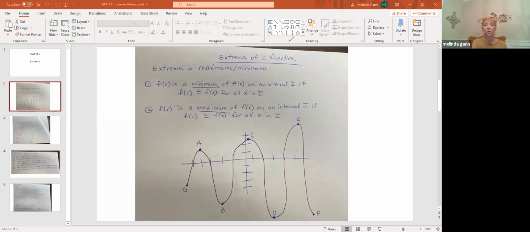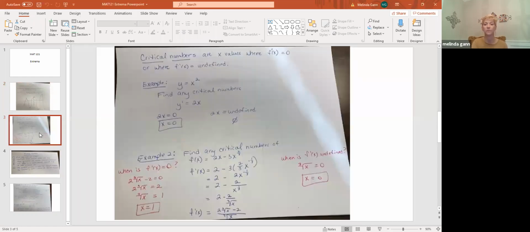Okay? So that's why, when we get over here, critical numbers are where maximums and minimums occur. They're not the max and mins, they're where they occur. So they're where the derivative is either going to equal 0 or where the derivative is undefined.